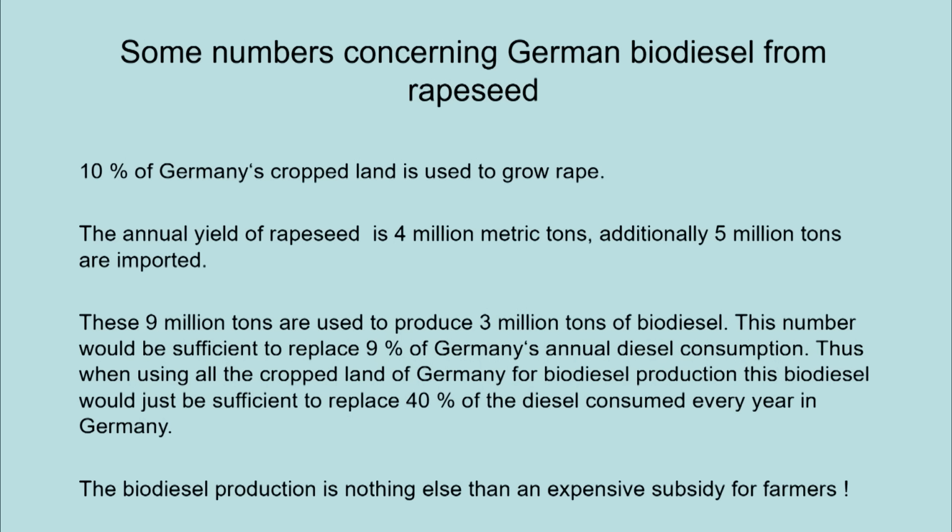And 10% of Germany's cropland is used to grow rape. The annual yield is about 4 million metric tons. Additionally, 5 million tons are imported. And these 9 million tons are used to produce 3 million tons of biodiesel. And this number would be sufficient to replace 9% of Germany's annual diesel consumption. Thus, when using all the cropland of Germany for biodiesel production, this biodiesel would just be sufficient to replace 40% of the diesel consumed in Germany.